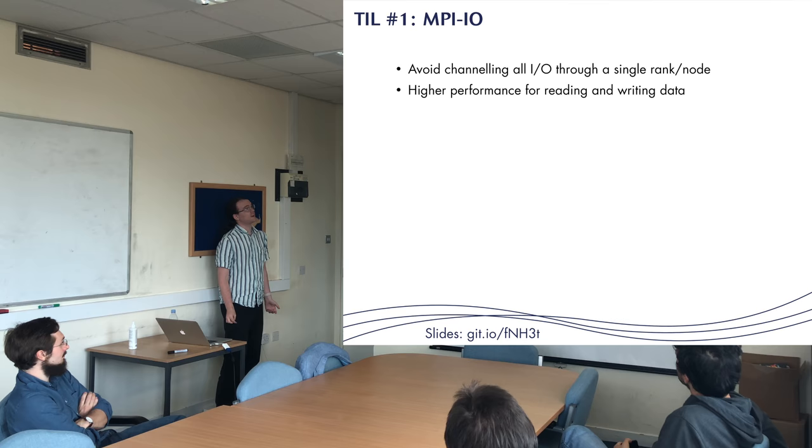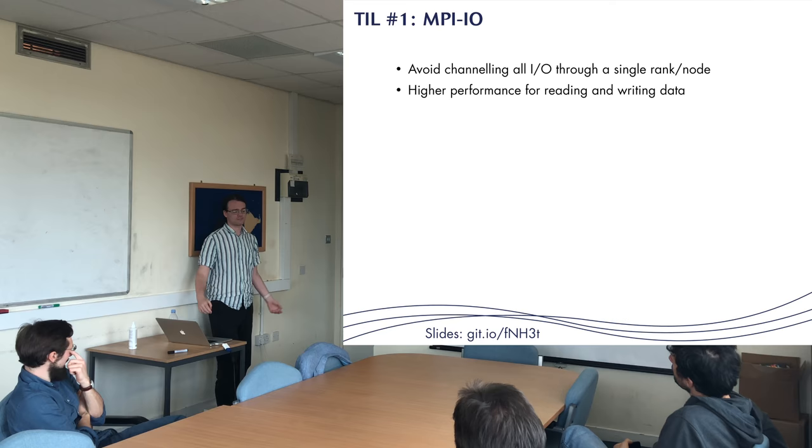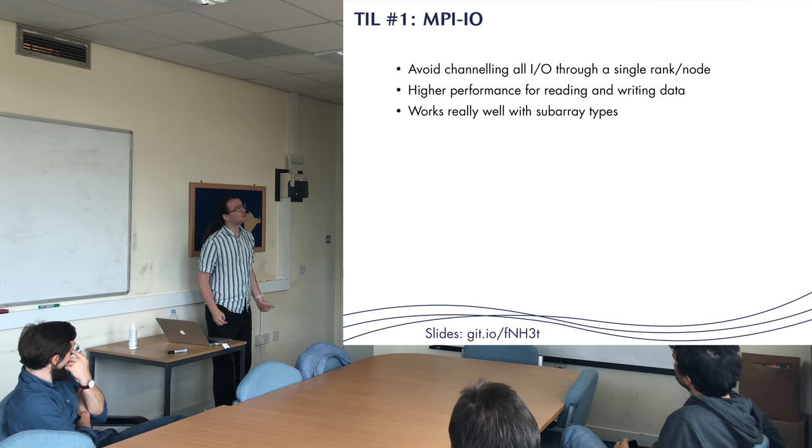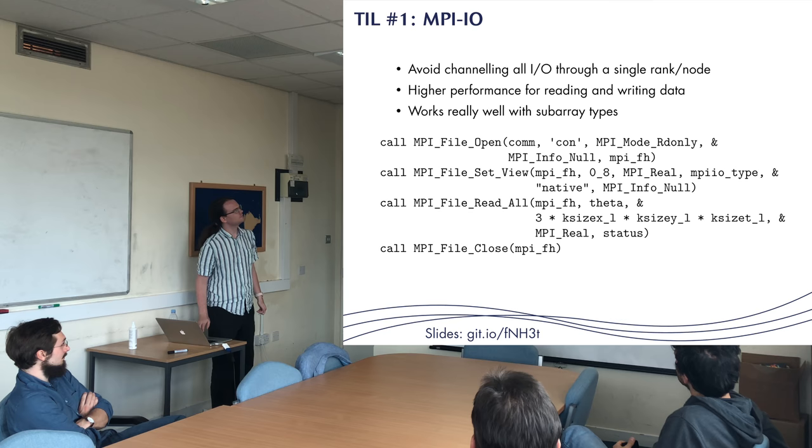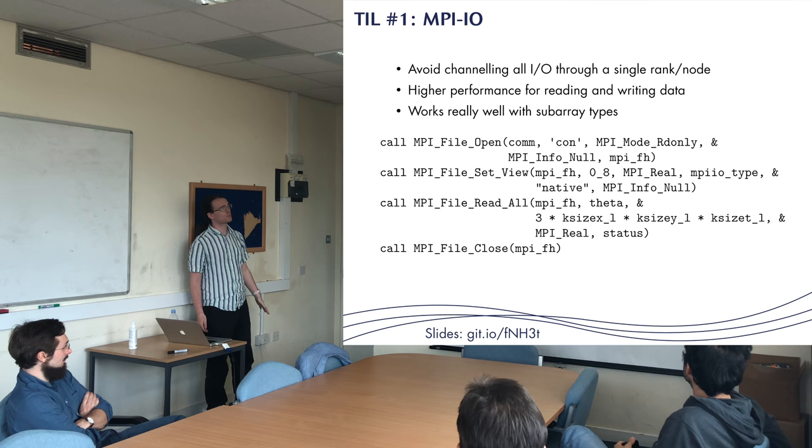It gives high performance because you're not having to channel everything through a single process, read it, and then send it back out over the network. It works really well with subarray types. So I had to know subarrays in order to make this work, but I started writing the MPI I/O before I started writing the subarrays. So, here we go. These are the four lines that you need once you have an MPI subarray type defined in order to use MPI I/O.